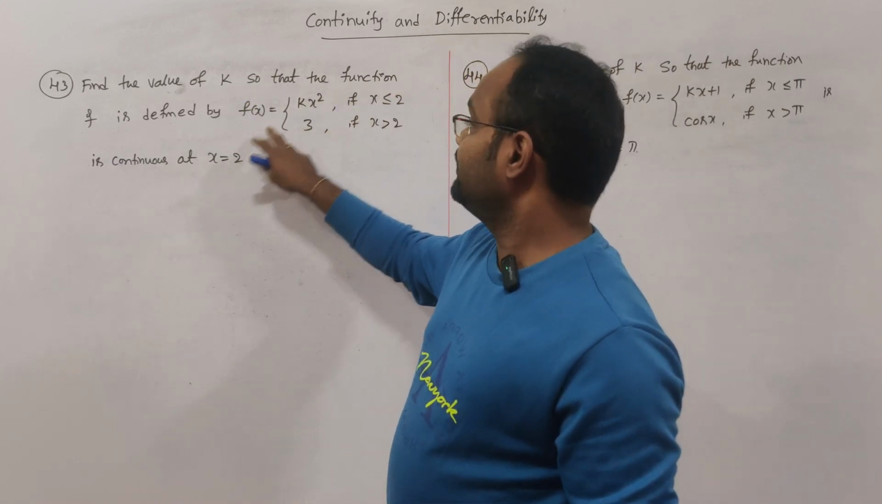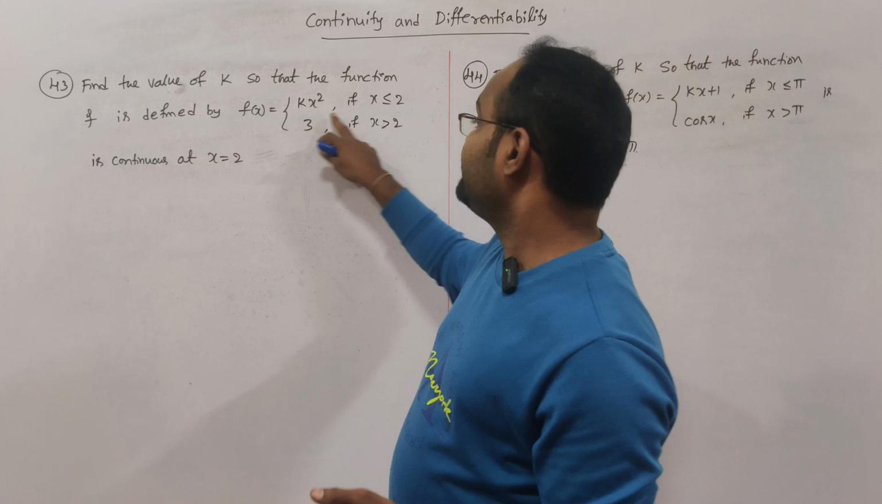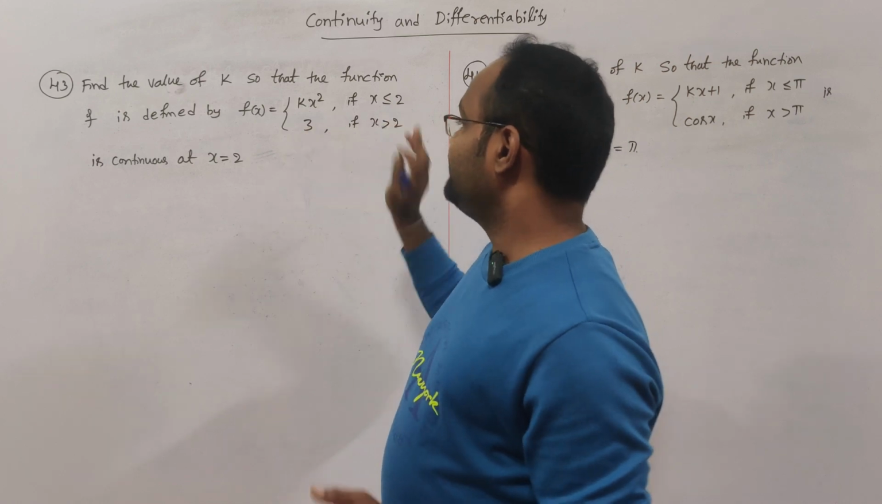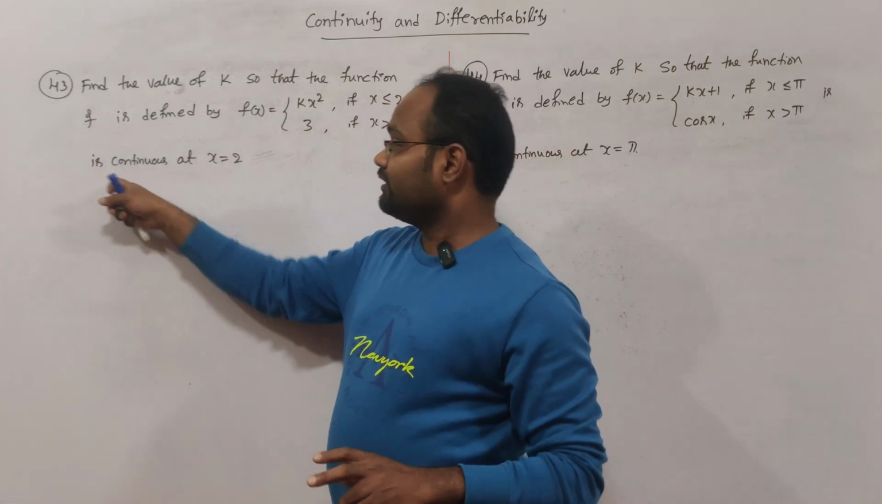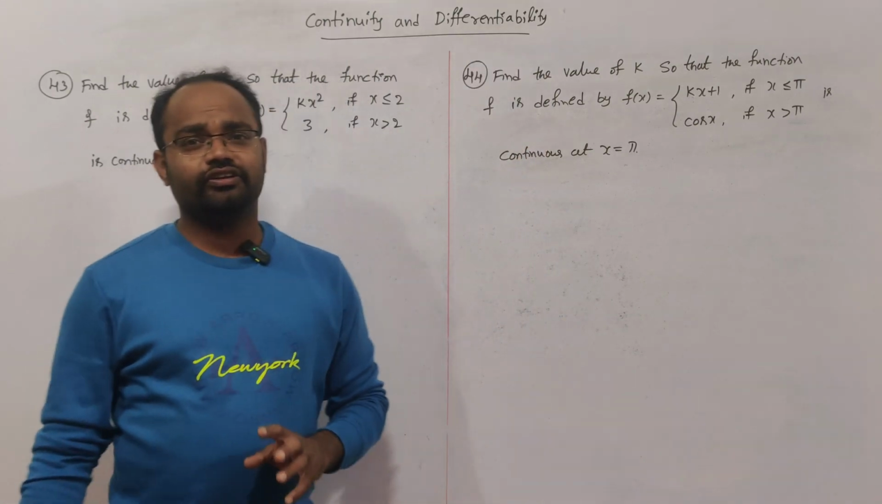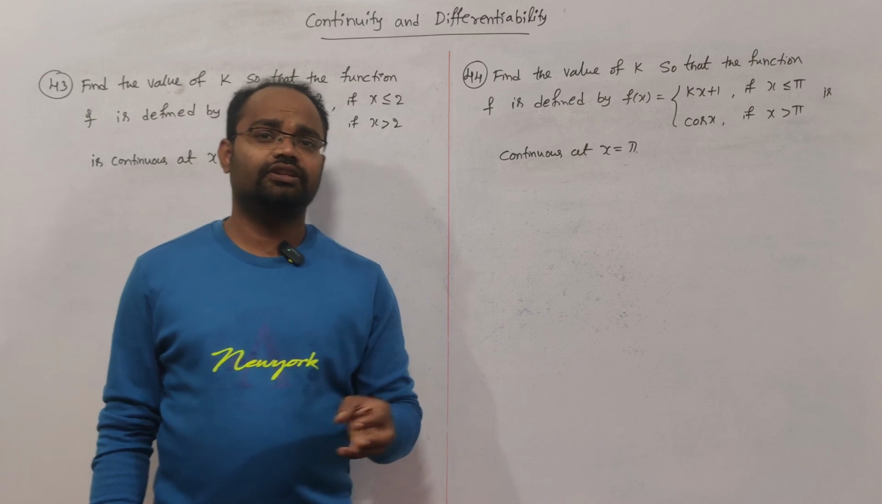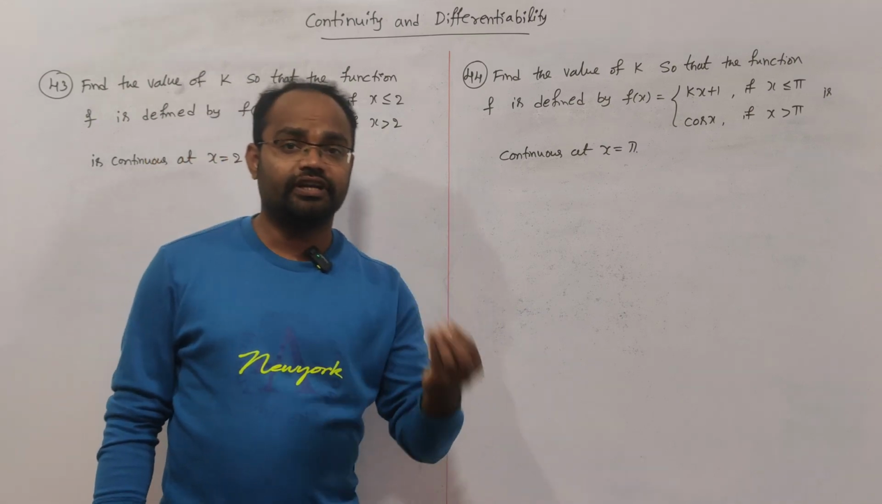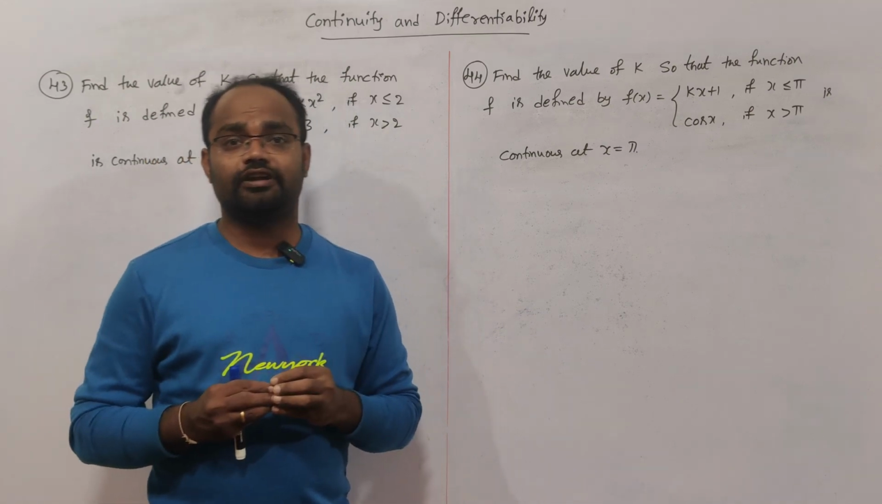f is defined. f of x is equal to k square x if x less than 3. Given that it is continuous at x equal to 2. ಅದು ಆಲ್ರೆಡಿ ಕೊಟ್ಟಿದ್ದಾರೆ ಕಂಟಿನ್ಯೂಸ್ ಅಟ್ ಎಕ್ಸ್ ಈಕ್ವಲ್ ಟು 2 ಅಂತ. ಹಾಗಾದ್ರೆ ಮೀನಿಂಗ್ ಏನು? ಲಿಮಿಟಿಂಗ್ ವ್ಯಾಲ್ಯೂ ಅಟ್ ಎಕ್ಸ್ ಈಕ್ವಲ್ ಟು 2 ಶುಡ್ ಬಿ ಈಕ್ವಲ್ ಟು ಫಂಕ್ಷನಲ್ ವ್ಯಾಲ್ಯೂ.